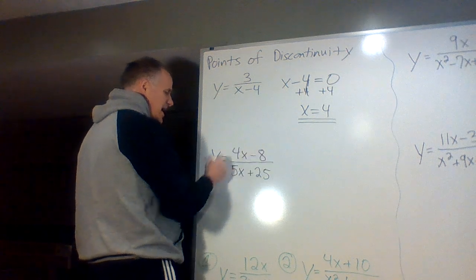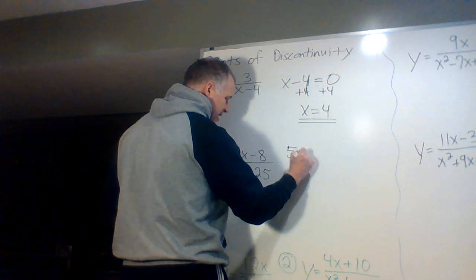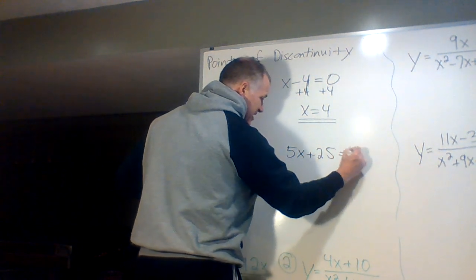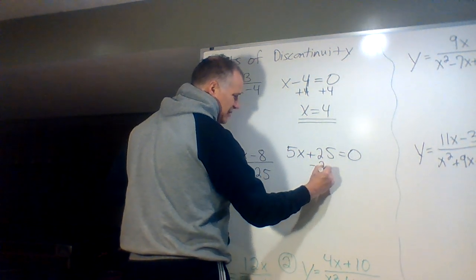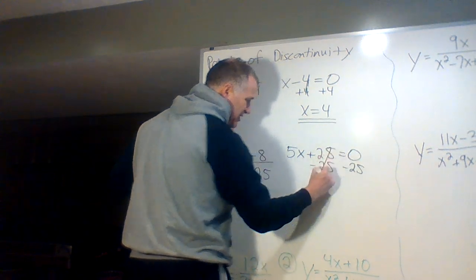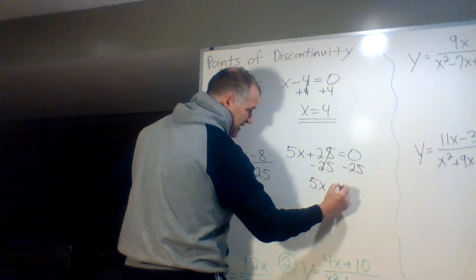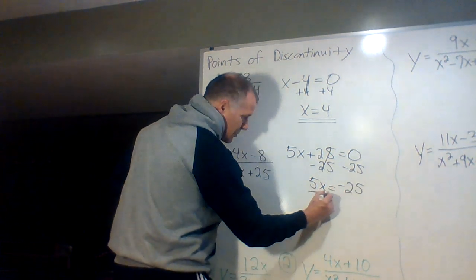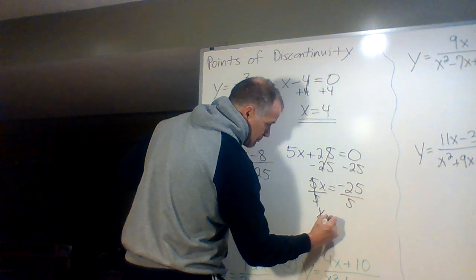The top doesn't matter. Only whatever makes the bottom 0. So I'm just going to take the bottom of the fraction, 5x plus 25, set it equal to 0, and just solve for x. So again, I'm going to do the inverse or opposite of +25. So I'll do a -25 minus 25. Okay, I got 5x, 0 minus 25. Remember, just stay -25. Okay, divide away the 5. Divide away the 5, and boom.